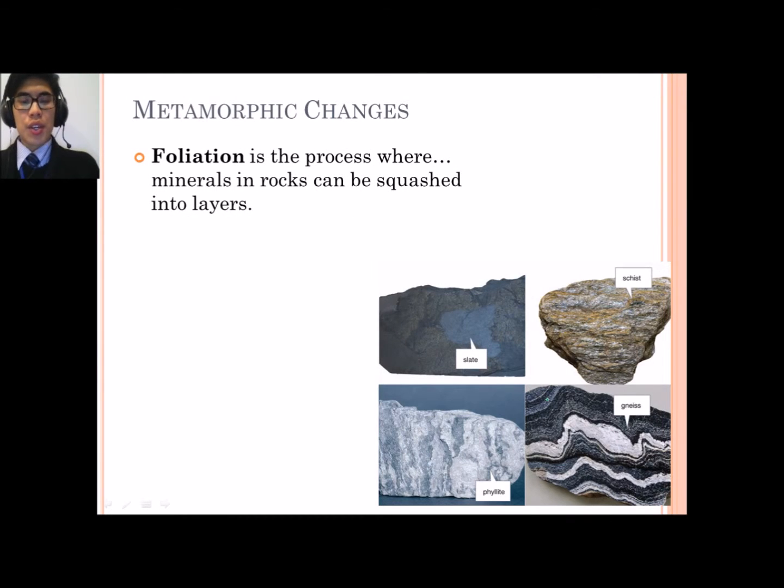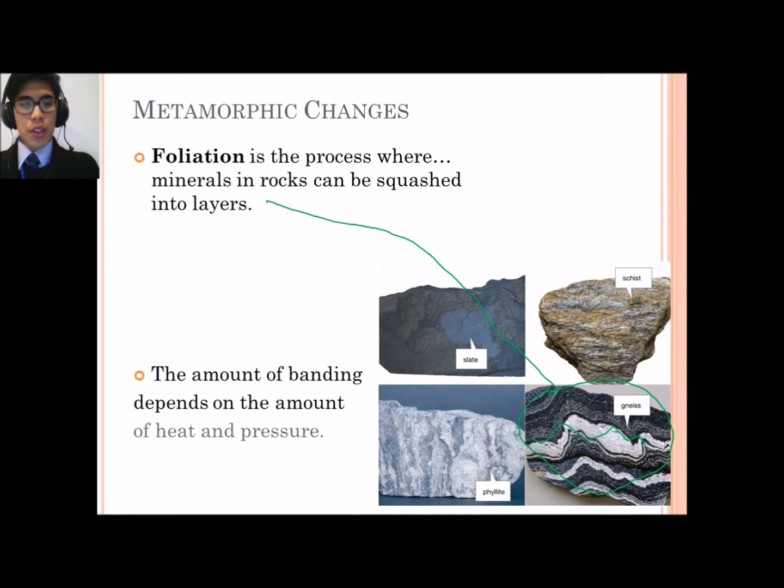Metamorphic changes. So you might get something called foliation, and it's a process where mineral layers in rocks can be squashed into layers. Have a look at this one here. It's a really great example. Gneiss. That is called foliation. When you see all this banding up and down, that's called foliation, when you see the layers or banding in rocks. The amount of banding depends on the amount of heat and pressure.